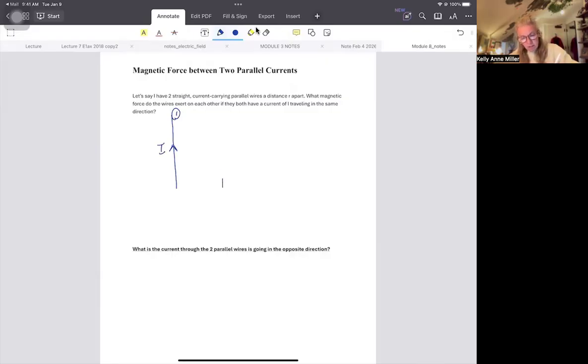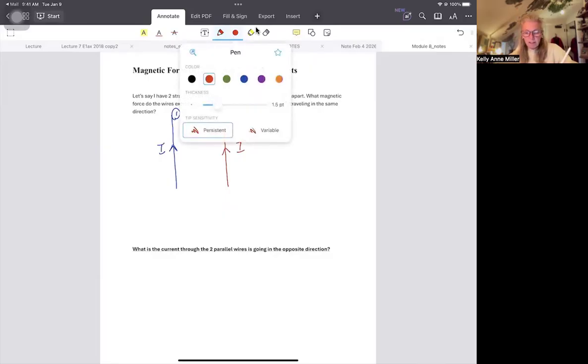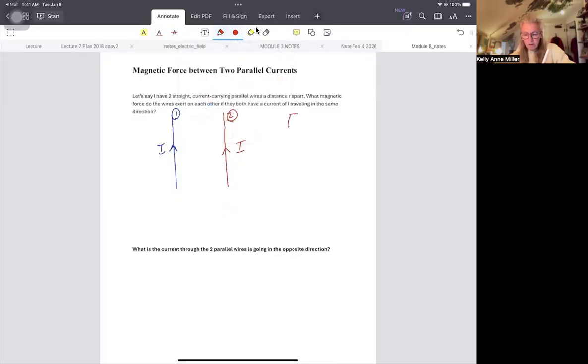Okay. So this is my second. Maybe I'll draw that a different color just so it's really obvious. Okay. So this is the second wire, and it's also got a current I. Okay. And I want to know what is the force? Well, the question is, what magnetic force do the wires exert on each other? Okay, so what's the force between them?